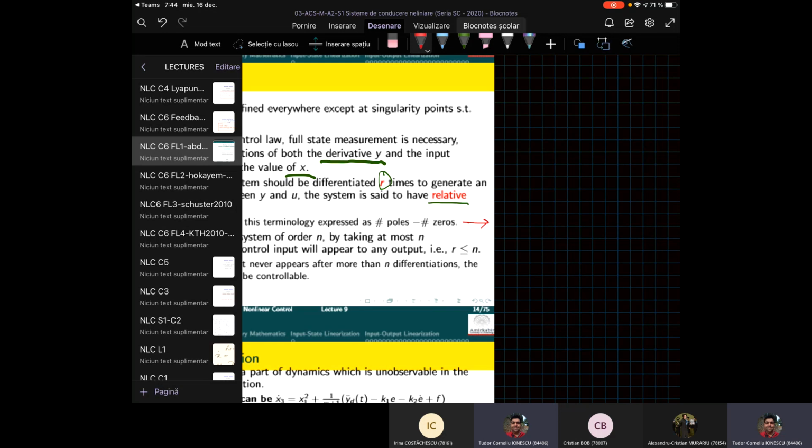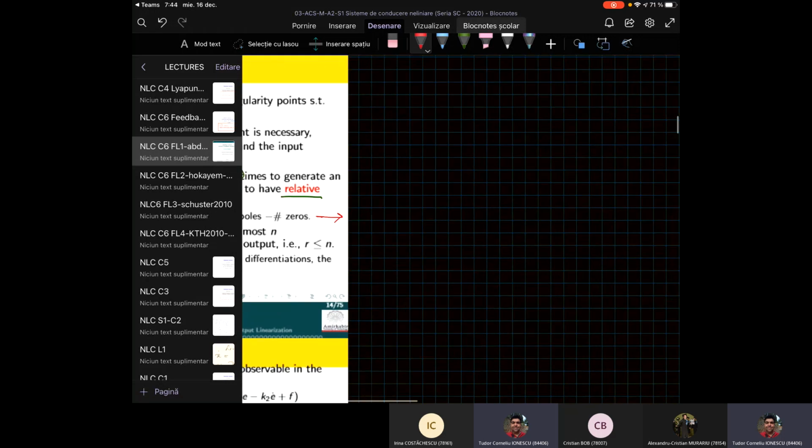How do you say it in Romanian? Sorry, how do we say? How do you call number of poles minus number of zeros in Romanian? Excesul pol zerouri. This is, for nonlinear systems, called relative degree.